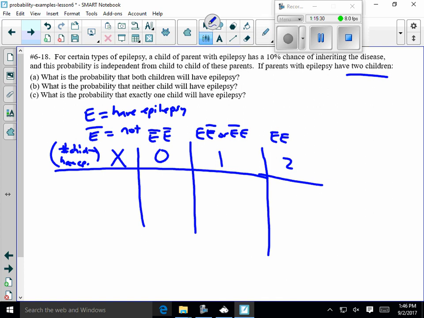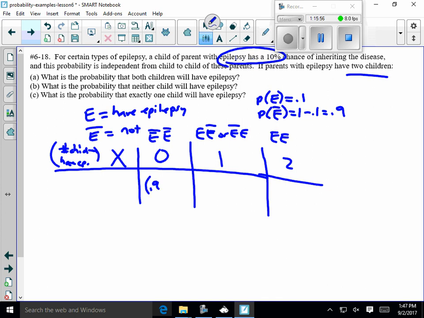All right, so what are the probabilities associated with that? Maybe we could go ahead and fill in this probability chart here. Well, if it says that the probability of having epilepsy is 10% and it's independent, then the probability of E happening is 0.1. And that means that the probability of E not happening would be 1 minus that, which would be a 90% chance that a child doesn't have it. So for the family to have 0 children have it, that would be 90% chance that the first one does not and 90% chance that the second one does not, which turns out to be 81% of the time neither child will have epilepsy.